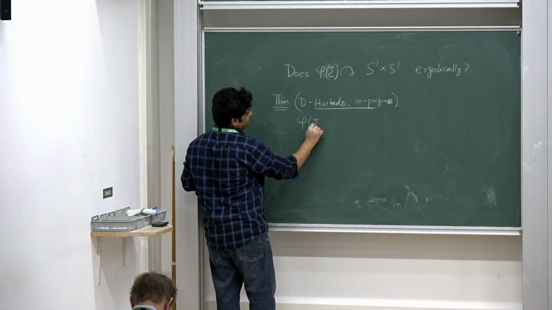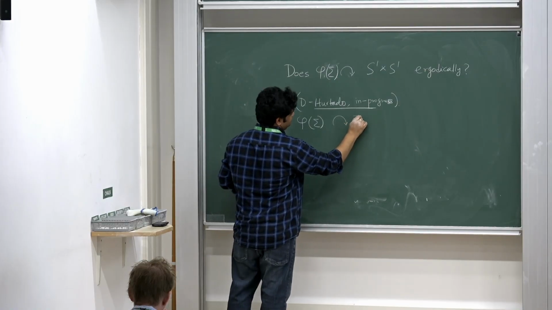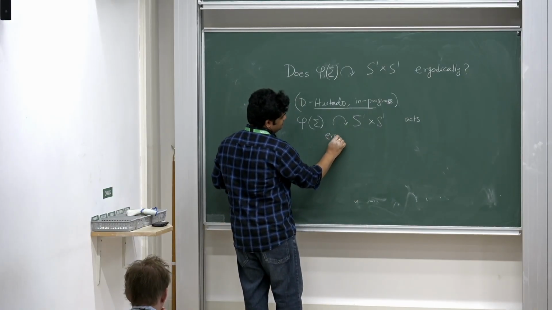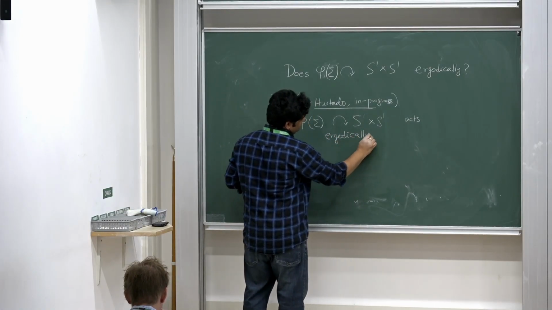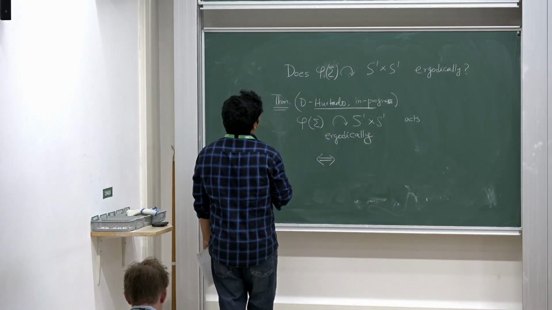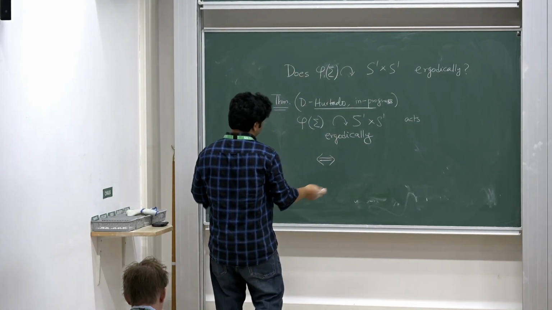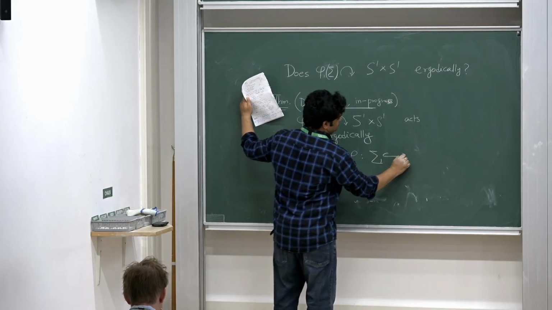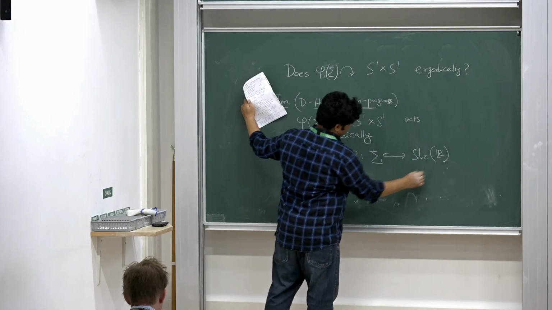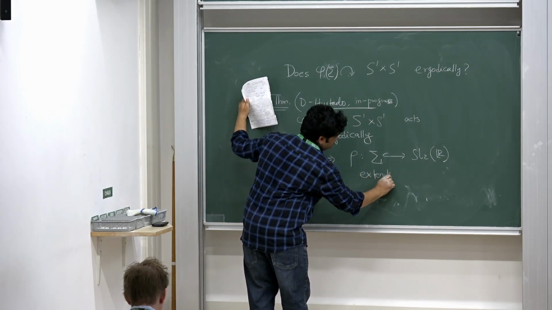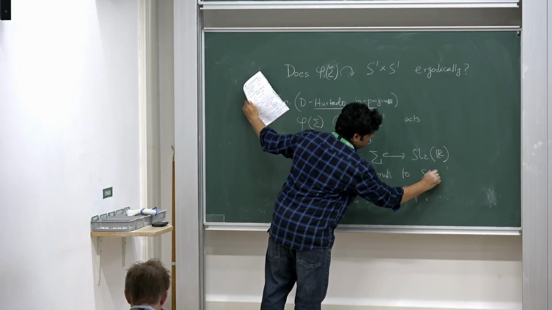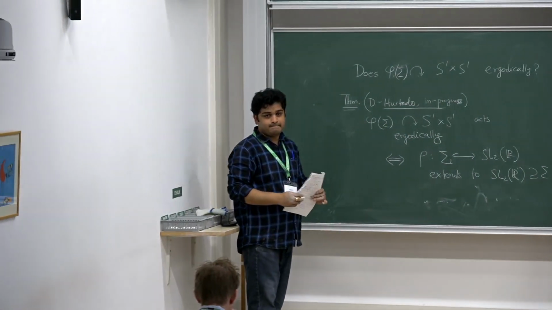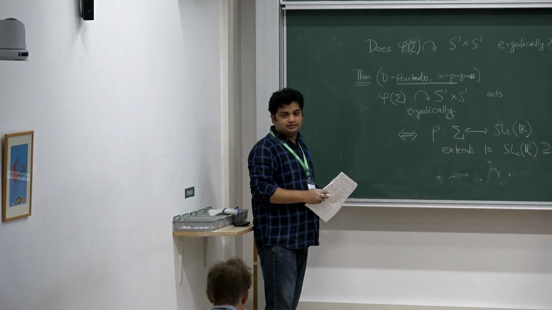That this image acts ergodically if and only if the image lies in the diagonal. So, okay. Make sense?